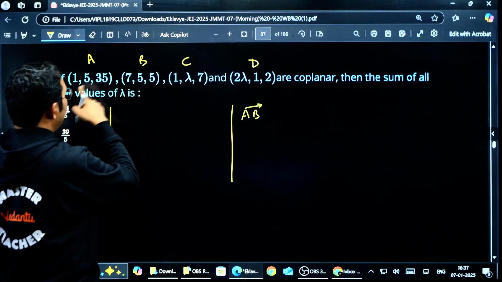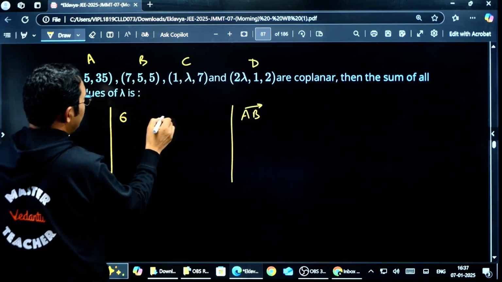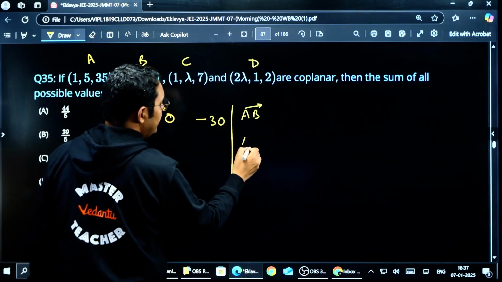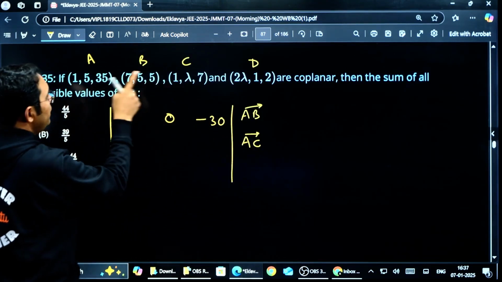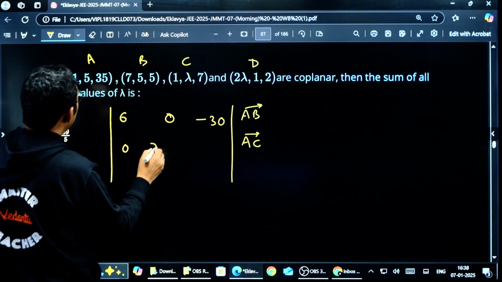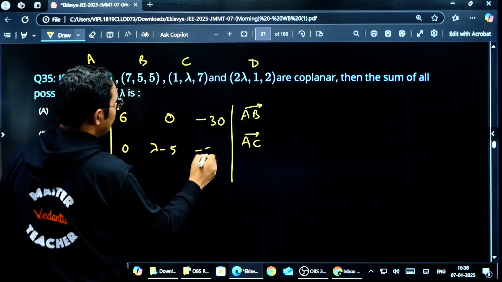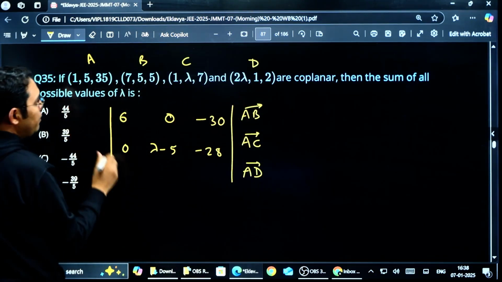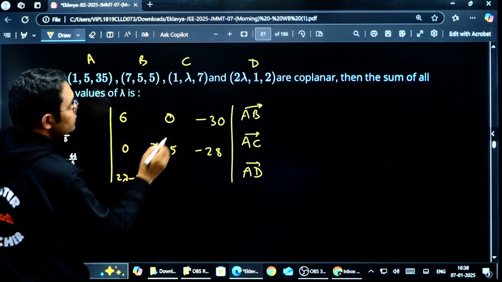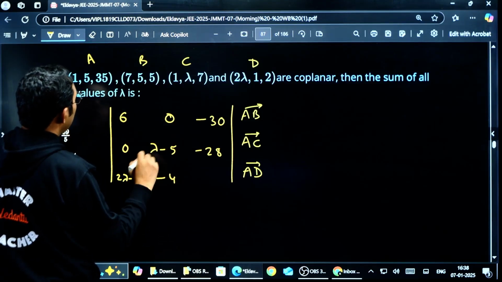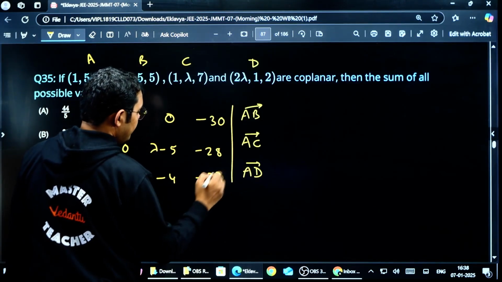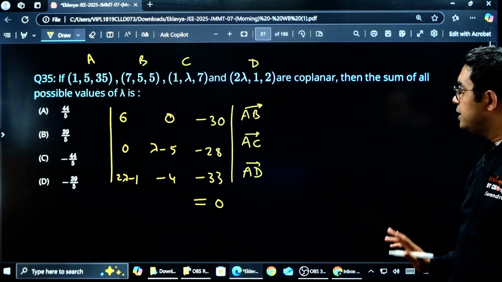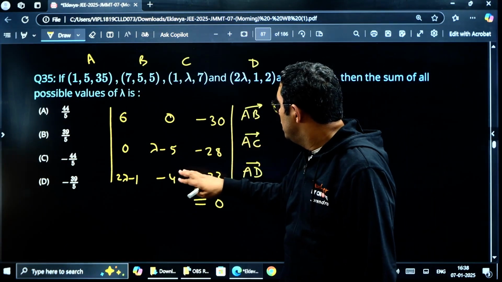Okay, so the first row, AB vector, means it will be 7 minus 1, 6, 5 minus 5, 0, 5 minus 35, that is minus 30. Then AC, I'll take as the second row. That means it will be 1 minus 1, 0, then lambda minus 5, and 7 minus 35, I think it is 28. And then AD. AD means it will be 2 lambda minus 1, and 1 minus 5, that is minus 4, and 2 minus 35 is minus 33. And this determinant should be equal to 0 if we want these 4 points to be coplanar. That's it. I think we can make one more 0 here.